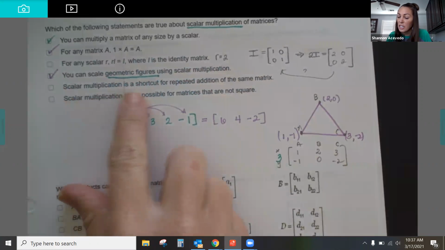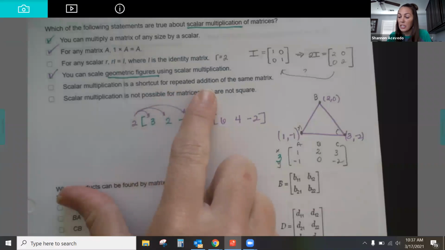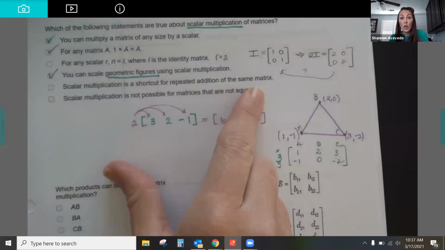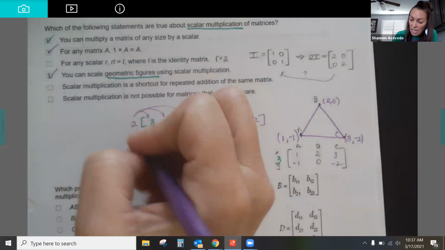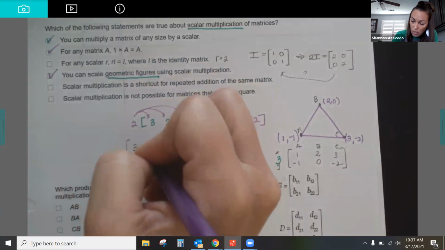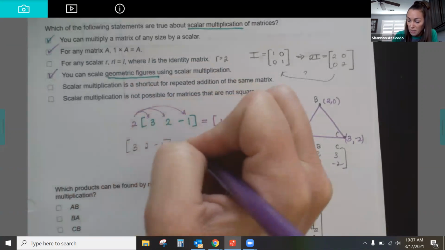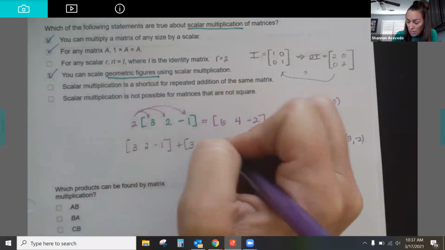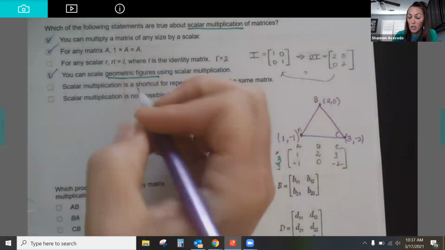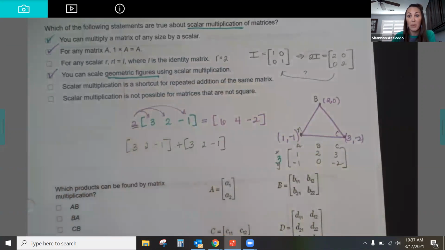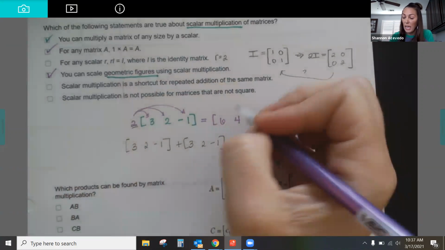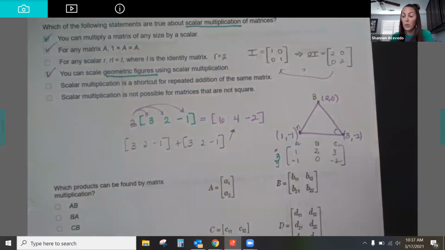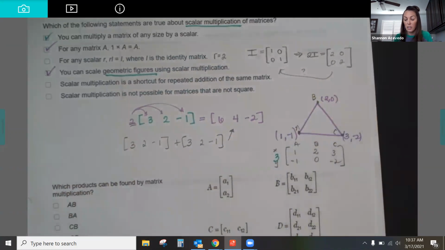Scalar multiplication is a shortcut for a repeated addition of the same matrix. So when I say 2 times this, that's the same thing as saying 3, 2, -1 plus 3, 2, -1. And if I added these together, because there's 2 of them, if this was a 5, then I would have to have 5 of them. Then I would end up with the same thing here. So it is a shortcut for repeated addition.